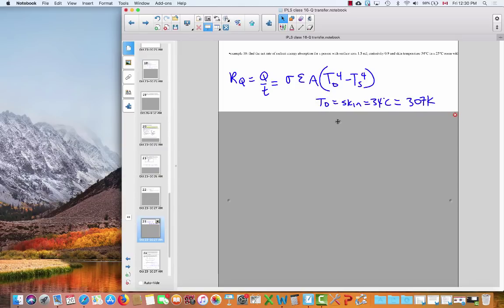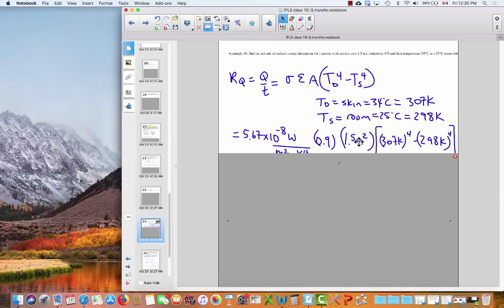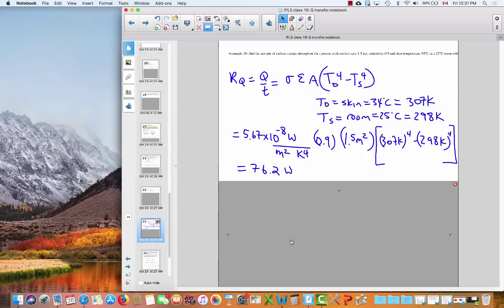So the skin temperature was 34. We add 273 to convert to Kelvin. The room temperature was 25. We add 273 to convert to Kelvin. Now we need to raise those to the fourth power, subtract, then multiply by the surface area, which is 1.5 square meters, the emissivity, which is given as 0.9, and then Stefan's constant, 5.67 times 10 to the power minus 8 watts per meter squared Kelvin to the 4th. Now in terms of the units, meters squared cancels, Kelvin to the 4th cancels, and we just end up with watts. That's good because, of course, this is a rate of energy. It should be watts. And the value we get is 76.2 watts.